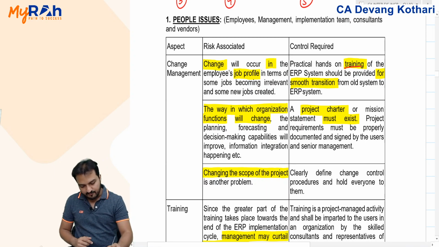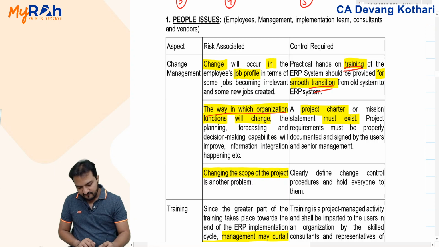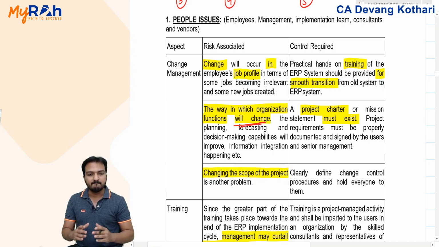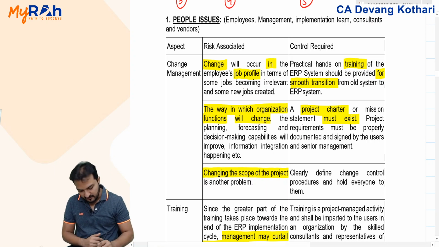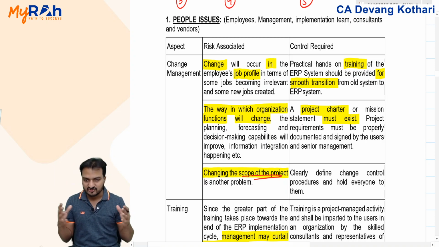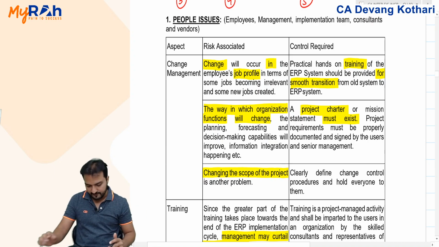Employees need to be given proper training for the smooth transition. Yes, the way in which the organization functions will also change. The general method of organization functioning will also change, because now many things are done by the ERP directly. Change in the scope of the project. Maybe earlier my scope of the project was small, but now because of ERP I can make it a large scale scope.